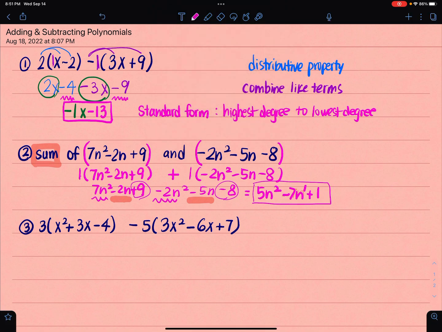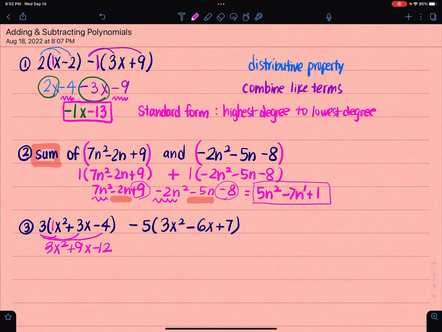All right, now finally, let's try this question here. Here we're going to distribute. The number that's hiding in front of this x squared is 1. And so 3 times 1x squared is 3x squared. 3 times 3x is positive 9x. 3 times negative 4 is negative 12. Once again, notice that when you have parentheses, we distribute to get rid of the parentheses.